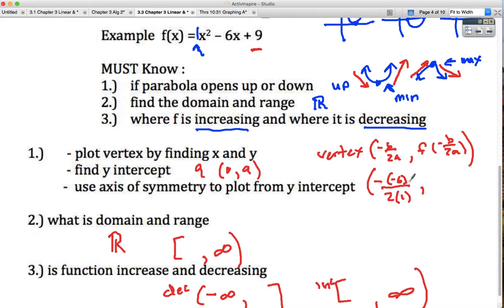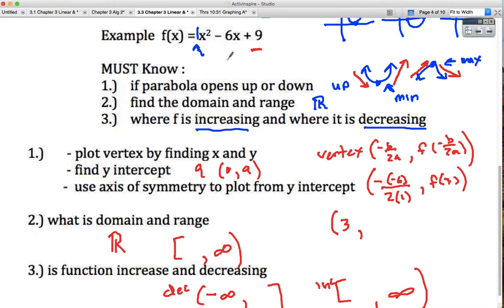This is negative, which would be 6. 6 divided by 2 is 3. So this is really f of 3 now. So I know for my x value it's 3. This evaluated to 3. So I have 3. And then now I'm going to stick 3 in this function here.